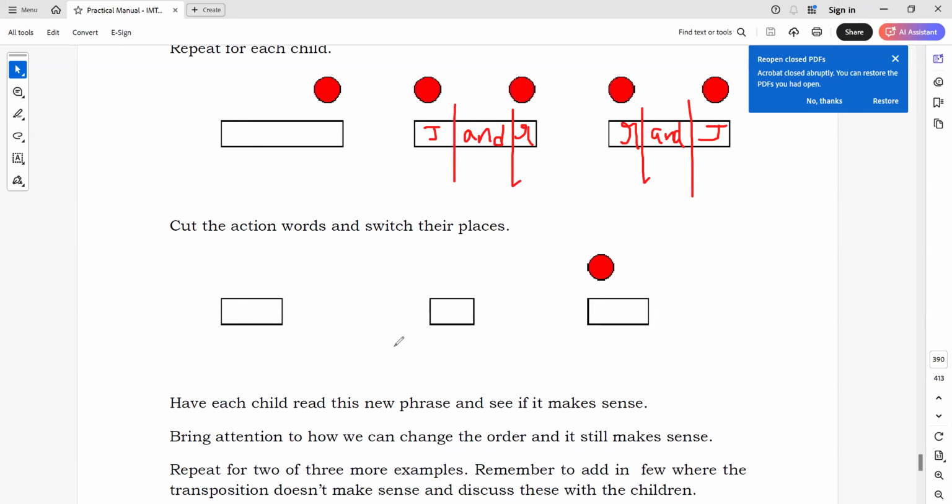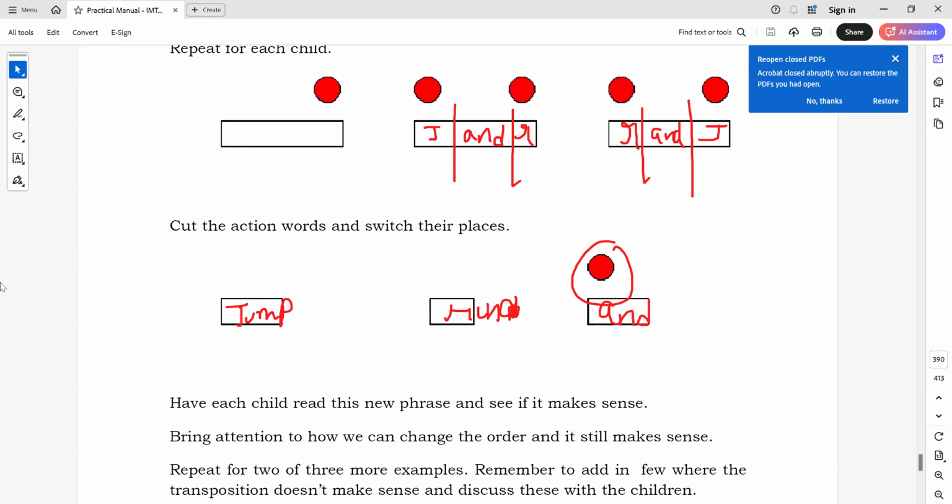Now ask the children to read. Now what I can say, jump. Then I can say run. And try to put it here. The symbol is not in the right position, so it doesn't make sense. Now again put run, jump, sorry, jump, run, and it doesn't make sense. So reshuffle it and try to position the symbols accordingly.